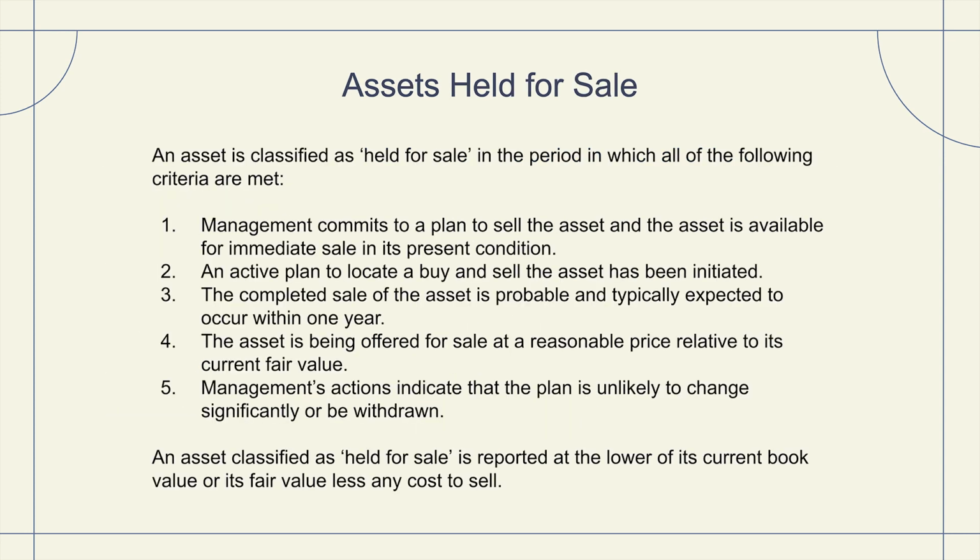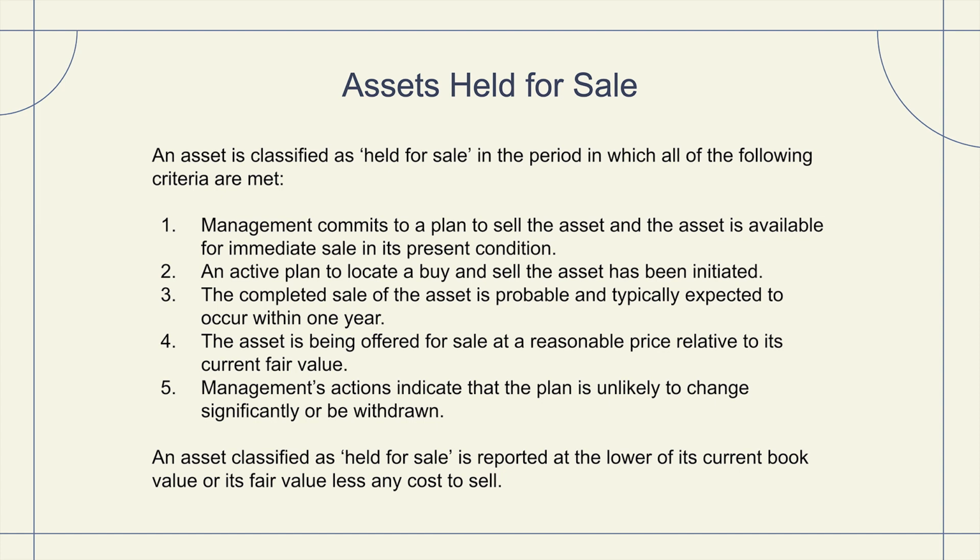Sometimes management plans to sell property, plant, equipment, or an intangible asset, but that sale hasn't occurred yet. In this case, the asset is classified as held for sale in the period in which all the following criteria are met. First, management has committed to a plan to sell the asset, and the asset is available for immediate sale in its present condition. Second, an action plan to locate a buyer and sell the asset has been initiated. Third, the completed sale of the asset is probable and expected to occur within 1 year. Next, the asset is being offered for sale at a reasonable price relative to its current value. And finally, management's actions indicate that the plan is unlikely to significantly change or be withdrawn.